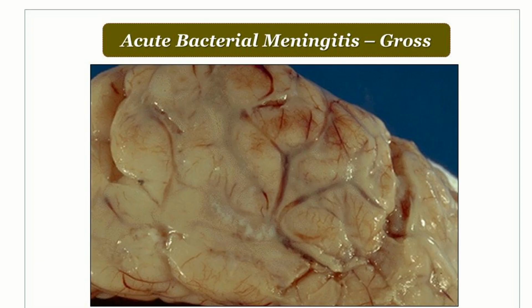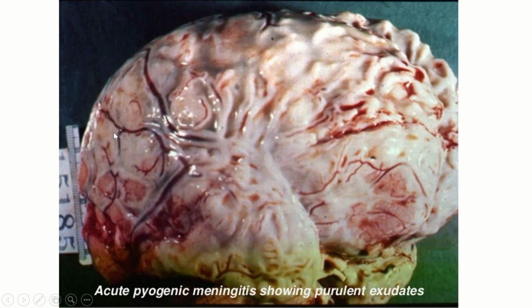Coming to the gross findings, obviously we don't receive any specimen of acute bacterial meningitis; we receive the specimen only as an autopsy case. As you can see, this is a case of acute bacterial meningitis. You are not able to see any subarachnoid space. What you are seeing is purulent material lying within the subarachnoid space, so you cannot see the normal sulci and gyri seen in a normal brain.